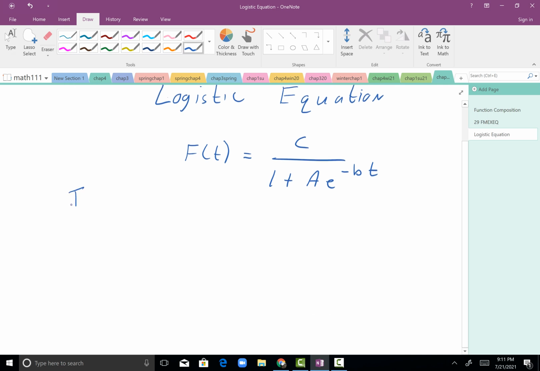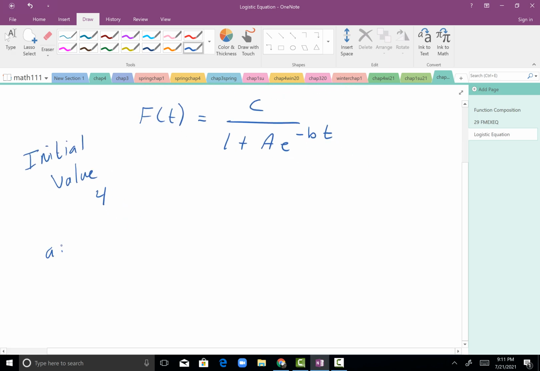And the initial value, which was told to us, is 4. And after 5 time periods, there are 23 of the little fruit flies. All right, here we go.